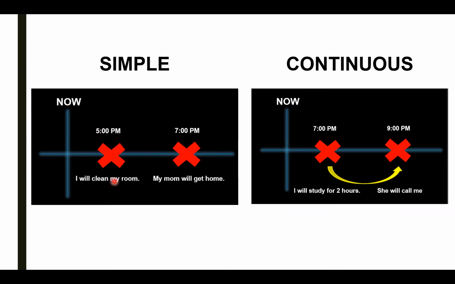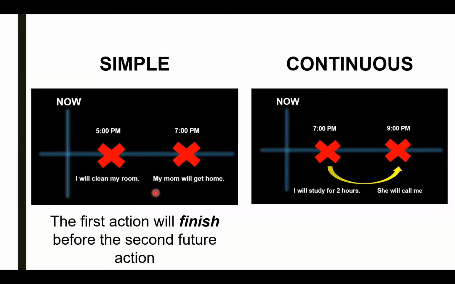When we're talking about the simple, the first future action is going to finish before the second future action, okay? And we can see it right there. So that is what we use the future perfect simple for. But what would be the difference with future perfect continuous? Okay, well, let's see on the right.